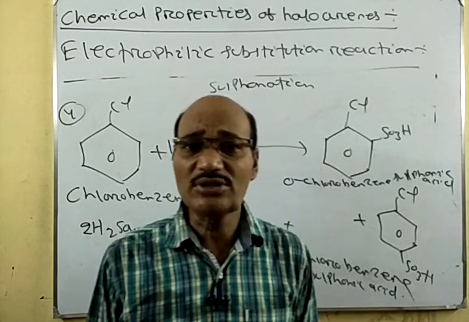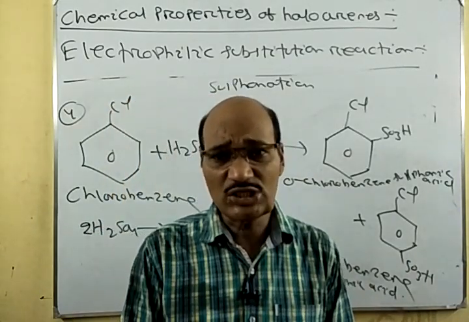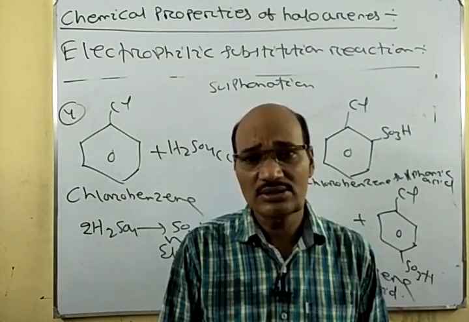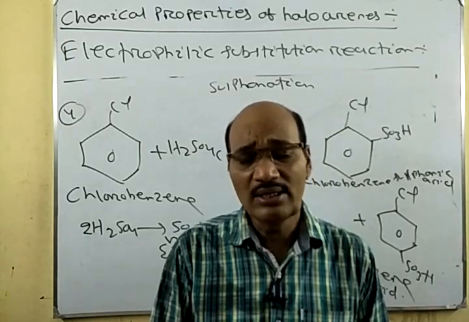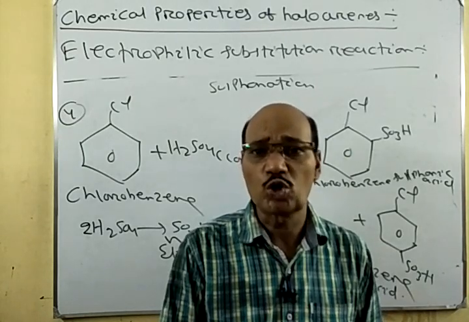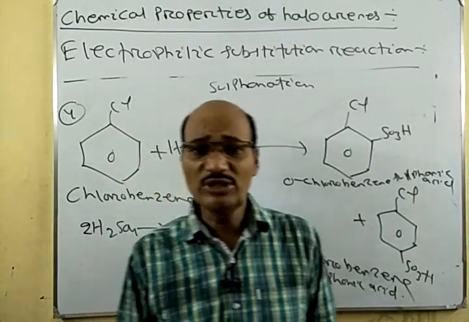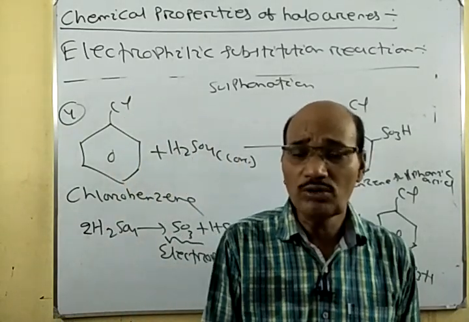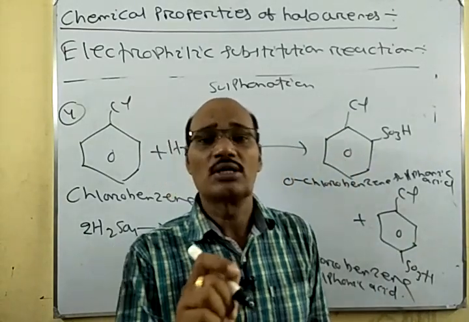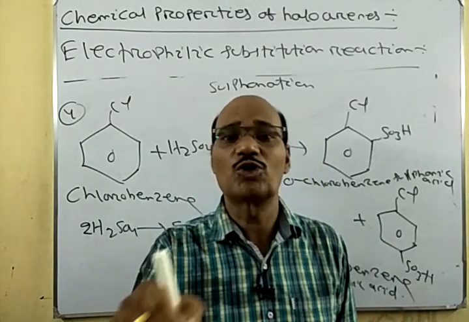Finally, in Friedel-Crafts acylation, chlorobenzene is reacting with acetyl chloride, CH3COCl, with anhydrous AlCl3, where CH3CO+ is generated as the electrophile, and this electrophile is substituted at the ortho and para positions, and we are getting ortho-chloroacetophenone and para-chloroacetophenone. Finally, when chlorobenzene undergoes halogenation with Cl2 in the presence of anhydrous AlCl3, then we are getting ortho-dichlorobenzene and para-dichlorobenzene. Here Cl+ is the electrophile.